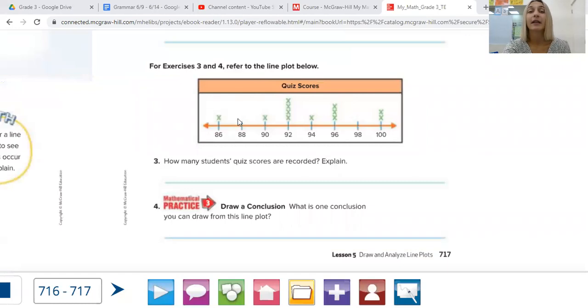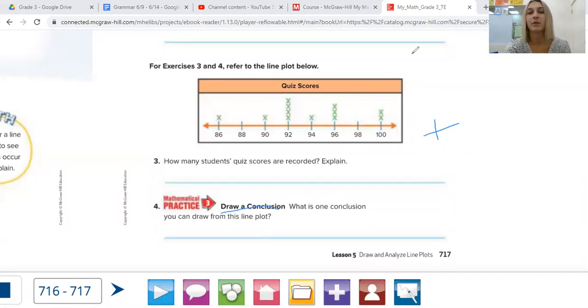Here you have a line plot and you have some questions you need to answer by using this. First one, how many students' quiz scores are recorded? So here we have the different quiz scores, how many students scored each. So how many students altogether were recorded? How are you going to find that? What do you need to find how many altogether? Altogether tells us to do something. Addition, subtraction, multiplication, or division. Altogether. Addition, right?